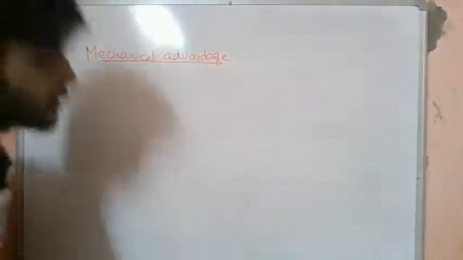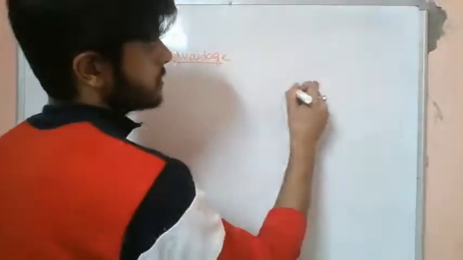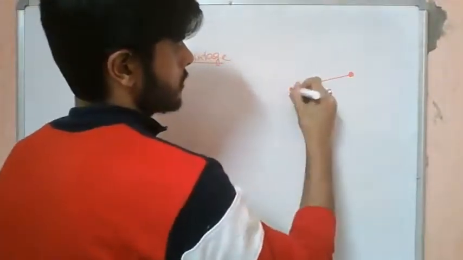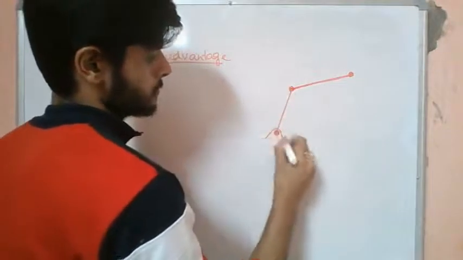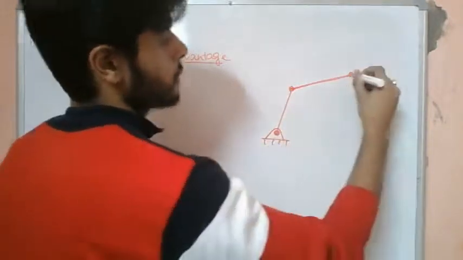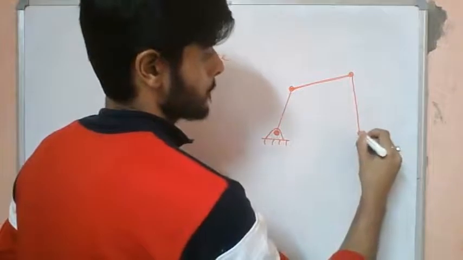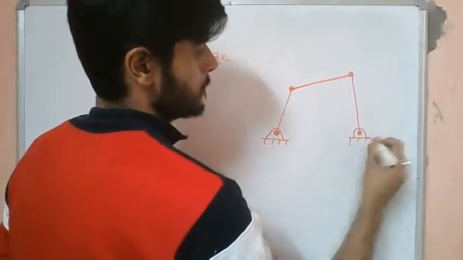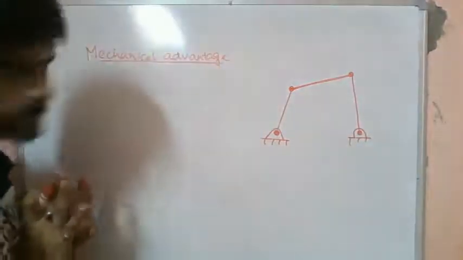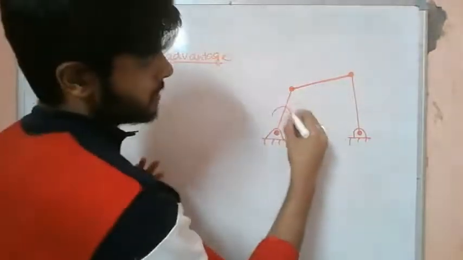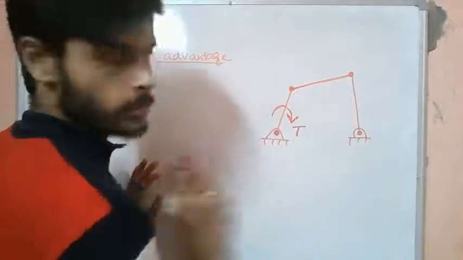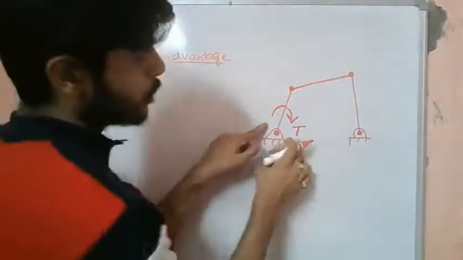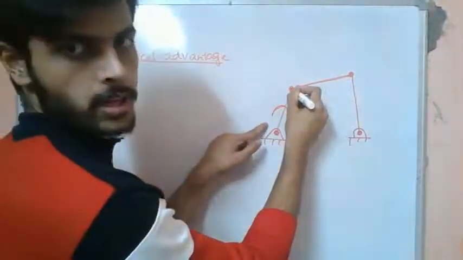Let's say we have a 4-bar mechanism like this. So this is a 4-bar mechanism. We will be applying some input torque. This input torque will be resisted by some forces over here, right?